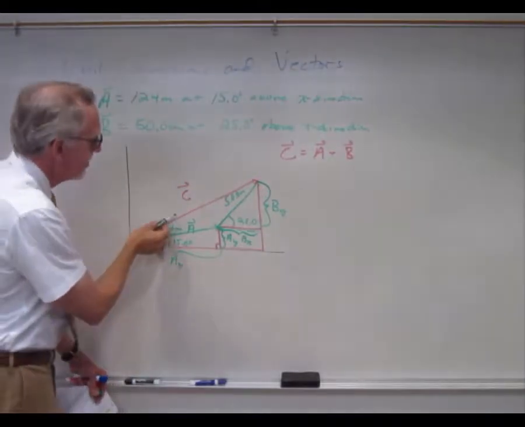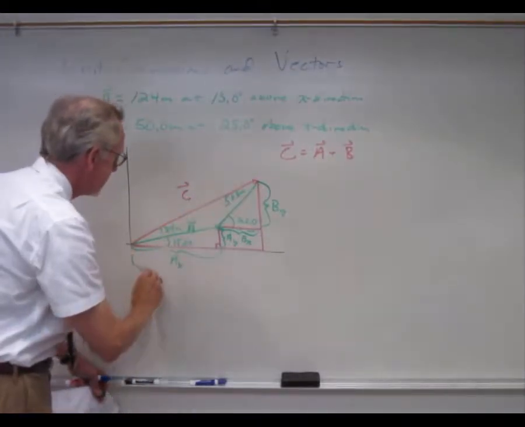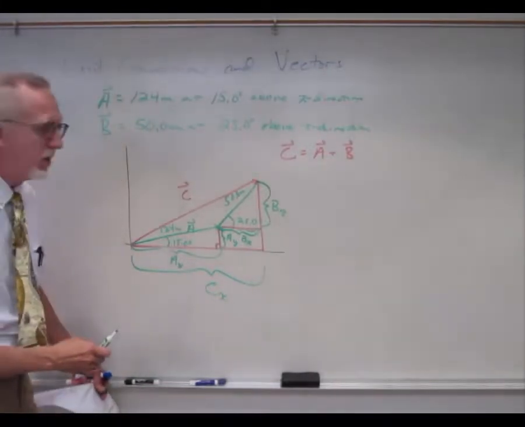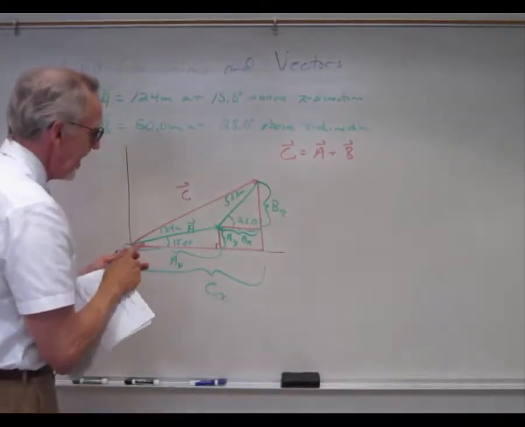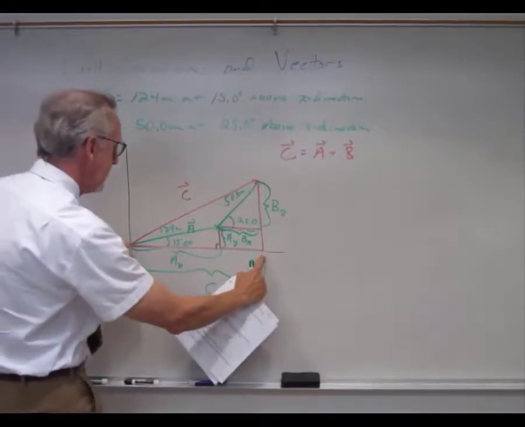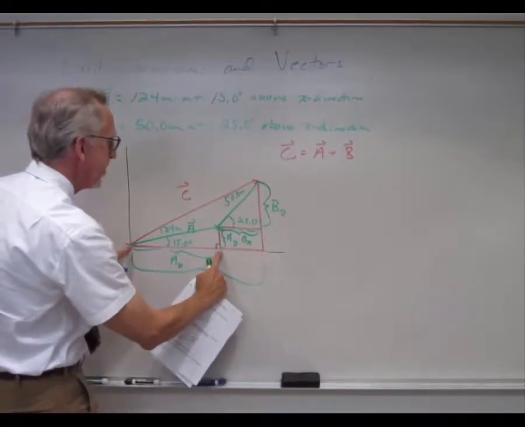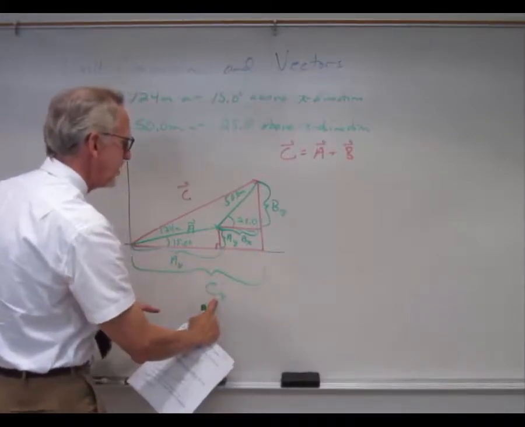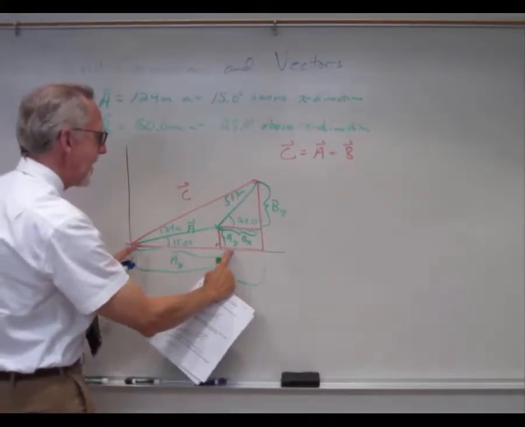Now, what do those have to do with C? Well, we notice here's C. This is the x component of C. And we notice that the x component of C is the x component of A plus the x component of B. So C sub x is nothing more than Ax plus Bx.